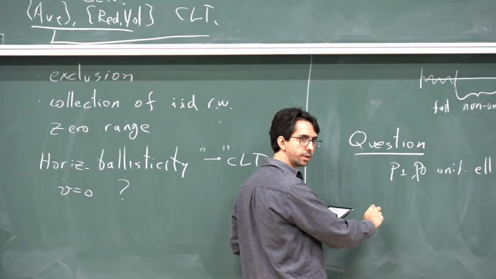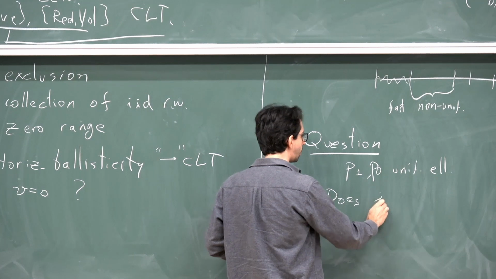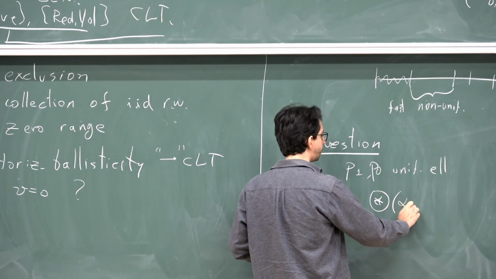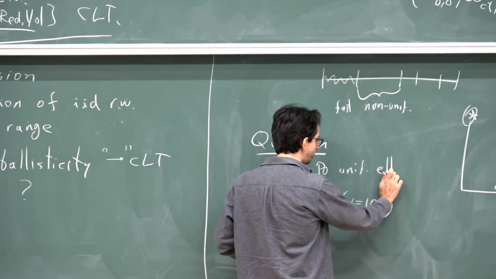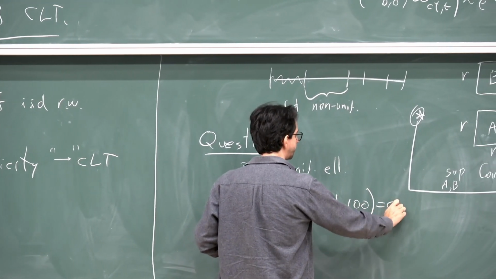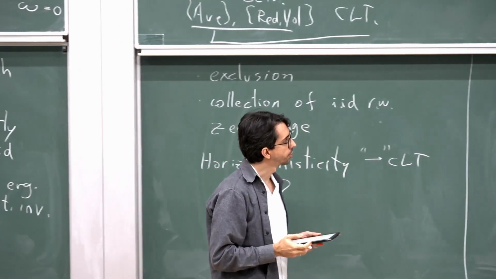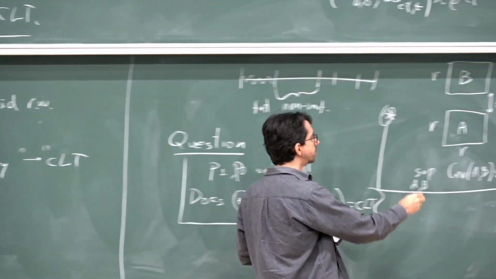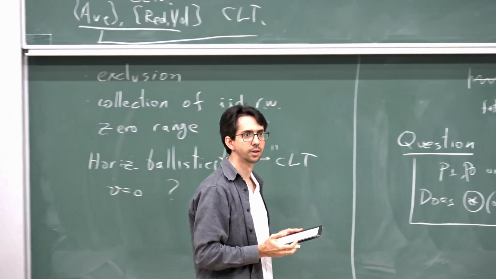I'm going to state here: does star with alpha equals 100 d plus 100 imply CLT? And you can even take 1 over 100 here, if you like more hundreds.